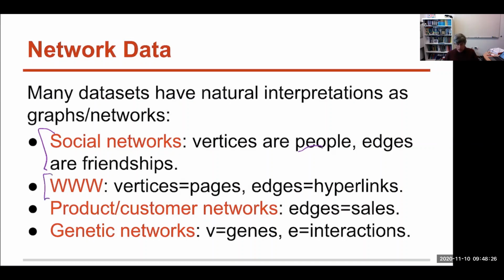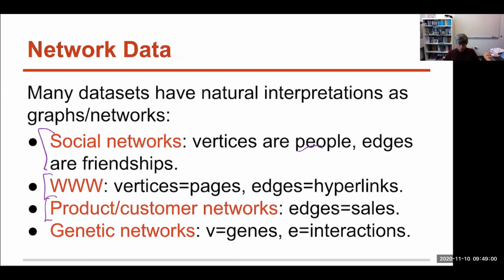The World Wide Web. We imagine a world where the vertices of the web are web pages, and there is a directed edge from any page to a page it links to. And again, Google has gotten very, very rich by analyzing this network data and helping provide recommendations for what web pages you want to see.